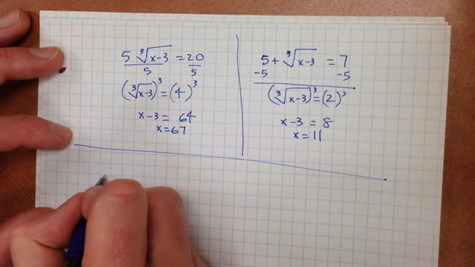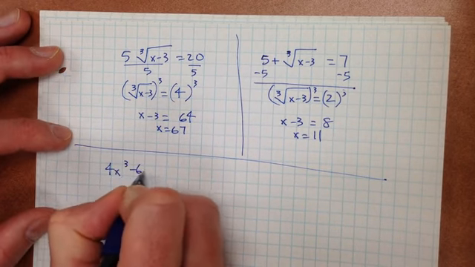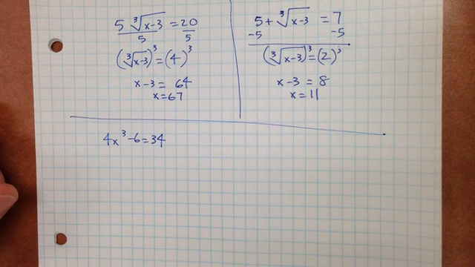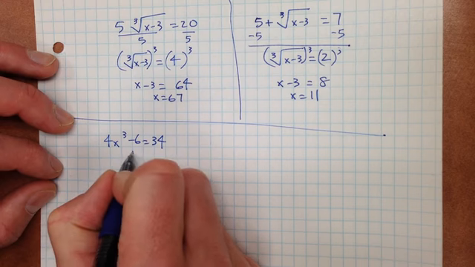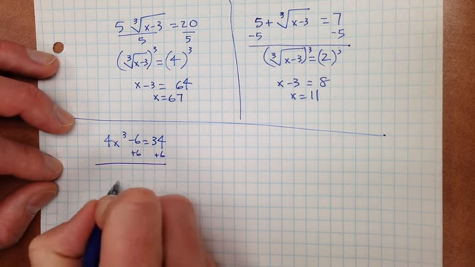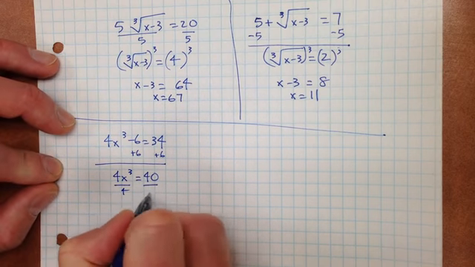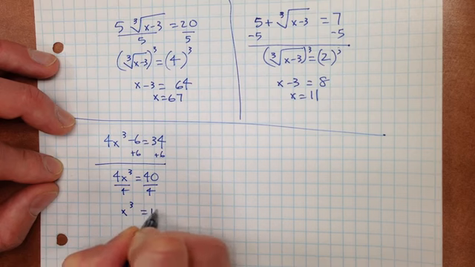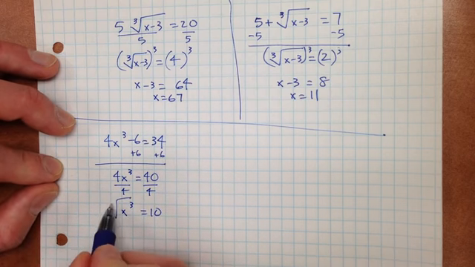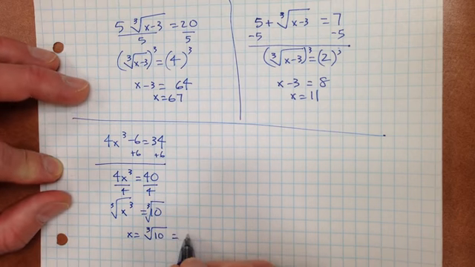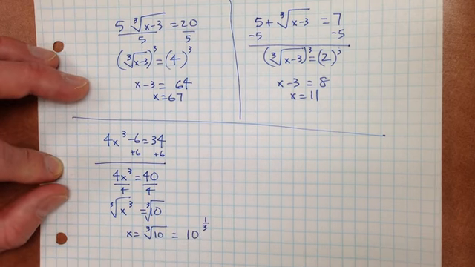How about 4x cubed minus 6 equals 34? Probably seen something like this before. Let's just isolate the x. So add 6. Divide by 4. Undo the cubed with the same root. X equals the cubed root of 10. You may rewrite that as a fractional exponent, 10 to the 1/3.